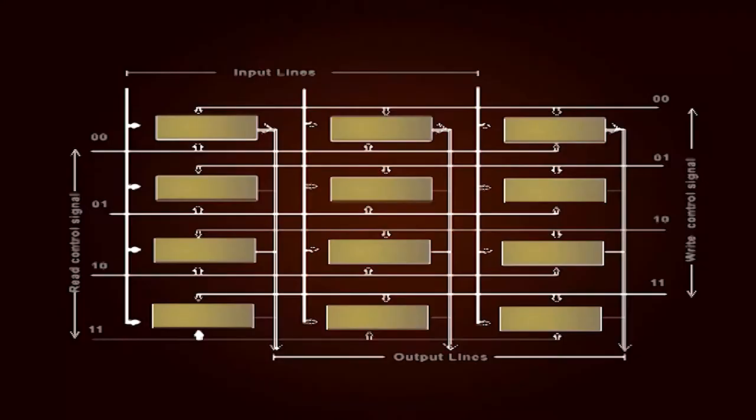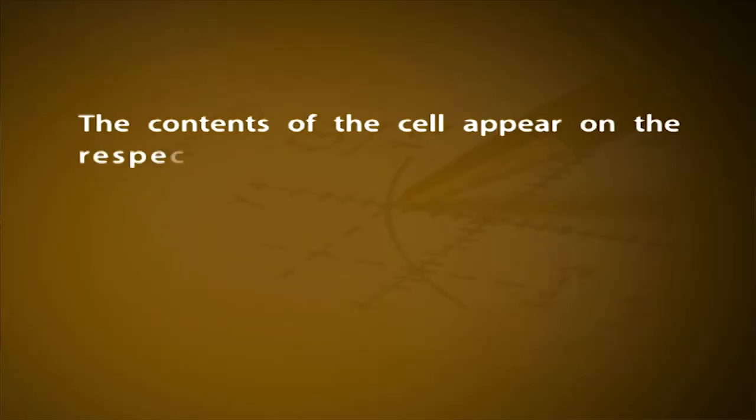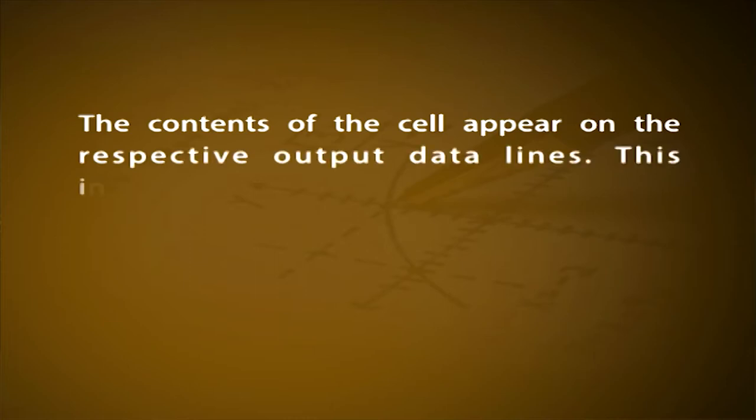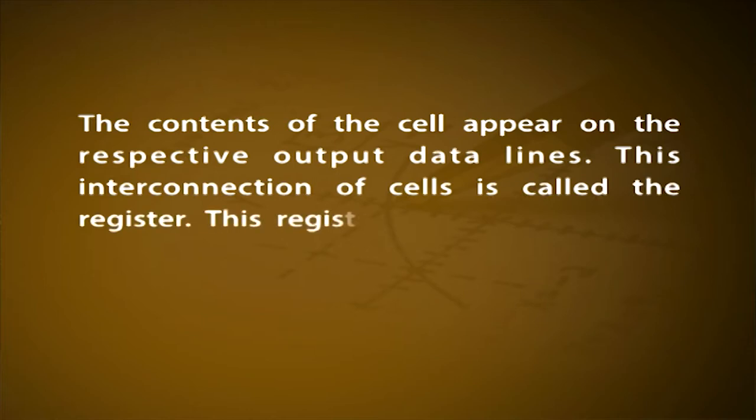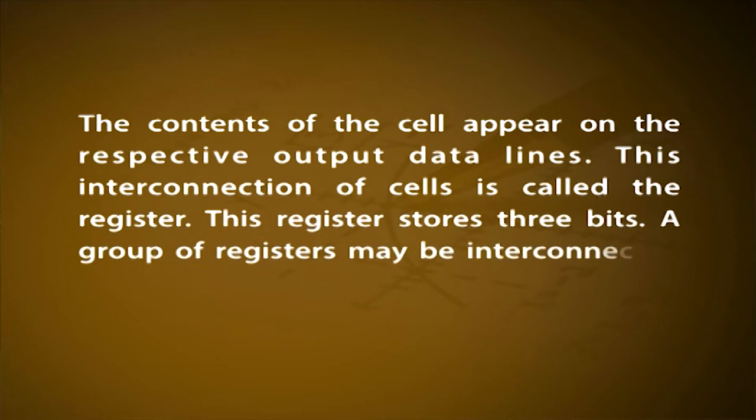The previous contents in the cells are automatically erased when the information is written. In order to read the contents of the cell, a read signal is applied to the common read line. The contents of the cell appear on the respective output data lines. This interconnection of cells is called the register. This register stores three bits. A group of registers may be interconnected to form a memory.